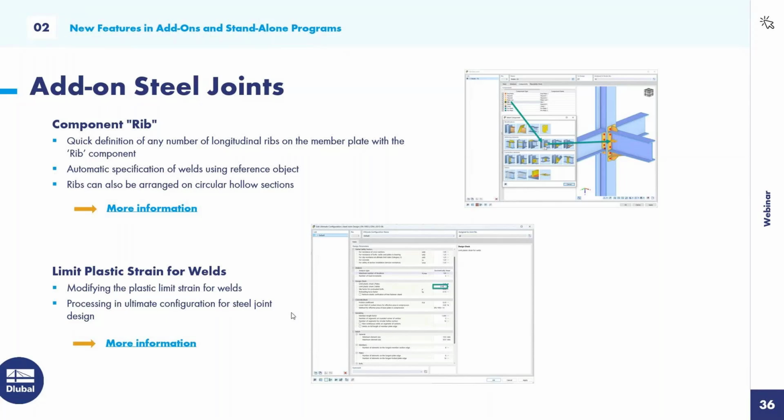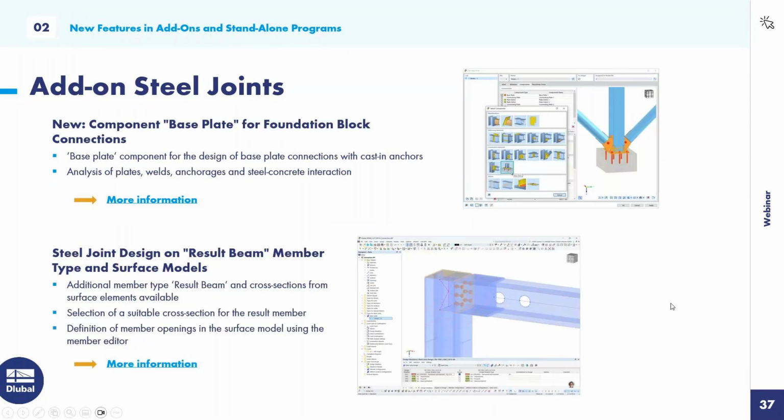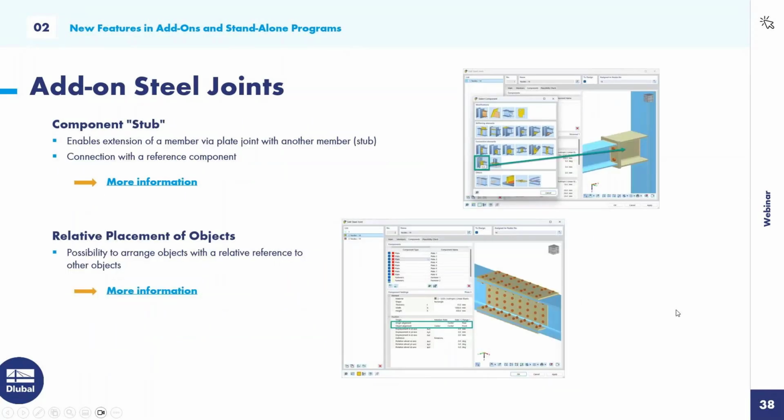You can change that factor or that value if you want to be more on the safe side. Then there's a new important component, the base plate for foundation block connections, and it analyzes the plates, welds, anchorage, and also the steel concrete connection. So then you can do the steel design for result member beams and surface models. Also, this is now possible.